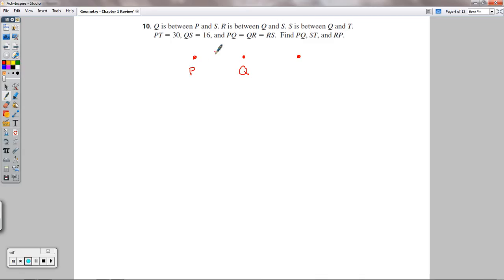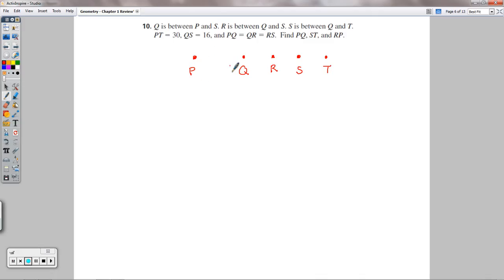This could be P and S. This would be valid. And R is between Q and S, so this could be R right here. S is between Q and T. And so here's Q, here's S, so that means T would have to be on the other side here. Because now this picture is not drawn to scale. I might adjust some stuff here, but here's the general idea of the location of the points.